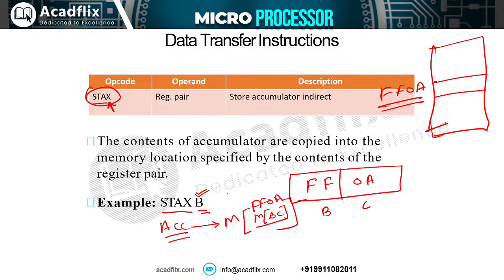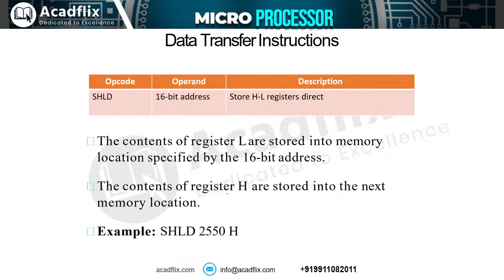This is indirect addressing mode. Then we have SHLD, that is store HL register pair direct. Just like we have LHLD, like that we have SHLD. That instruction was LHLD, which means load HL register pair direct. Now we have store register pair direct.